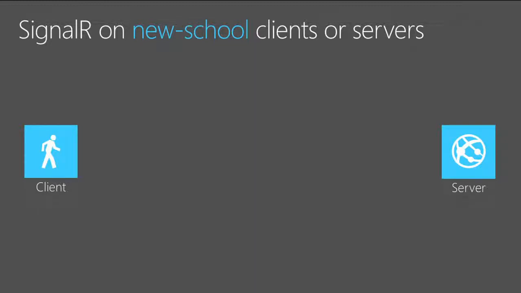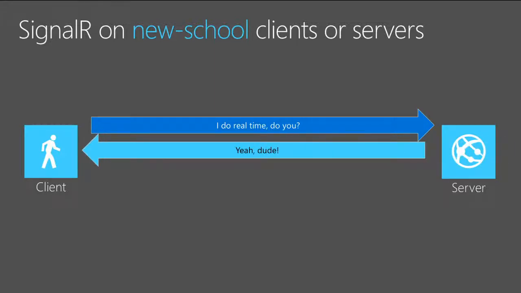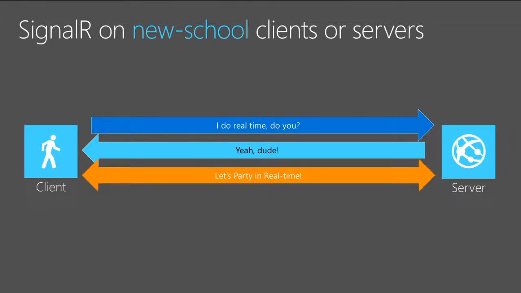So here's how it works on new school servers and clients. Let's say you're running in Azure, or you're running on IIS, post 7 or 8. You've got WebSockets installed and all that good stuff. And then you're using a modern browser. First thing that happens is the client says, hey, I do real time. Do you? The server says, you betcha. I totally do. But that can't happen again. Timing is everything. And at that point, since they both do real time, they just party in real time. And it opens up a live connection, a WebSocket.